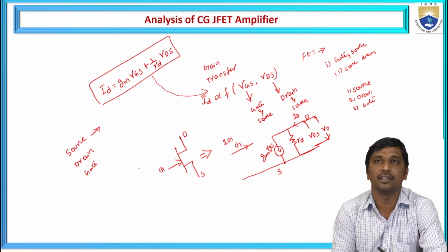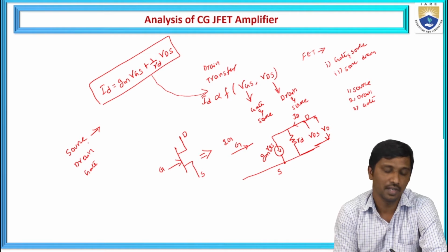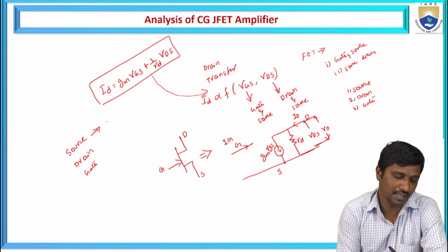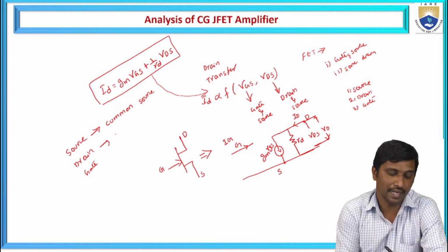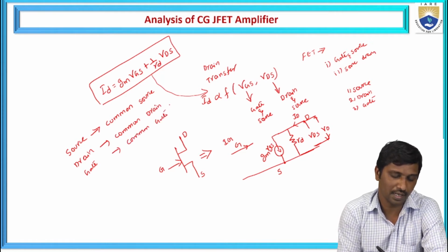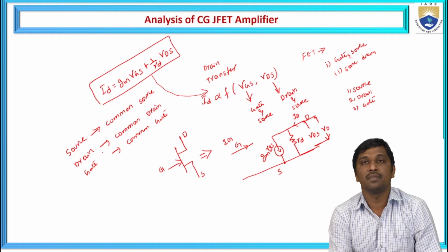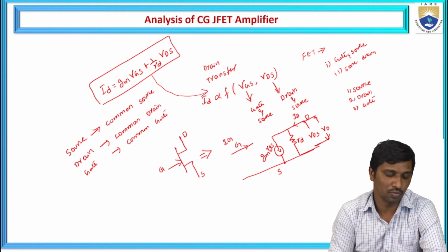So the amplifier can be configured in three ways. One terminal is made common for the input side and the output side. If the source is common for both, then it is represented as a common source amplifier. If the drain is common, it is a common drain amplifier. If the gate is common, it is a common gate amplifier. So any one of the terminals we consider as a common terminal, common for the input side as well as the output side.